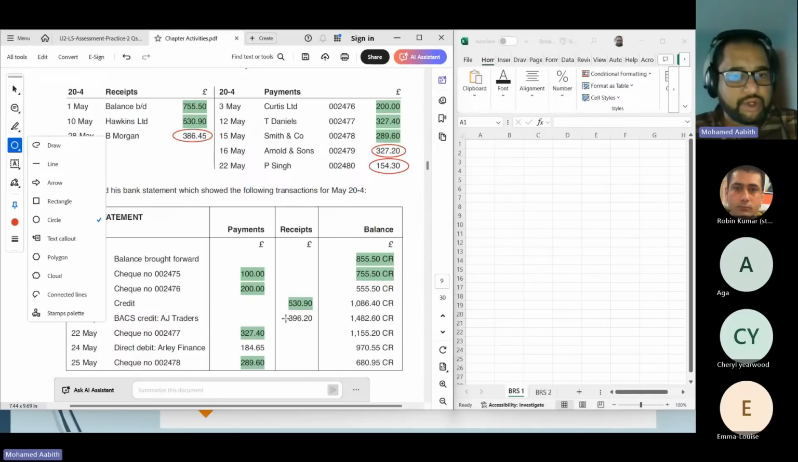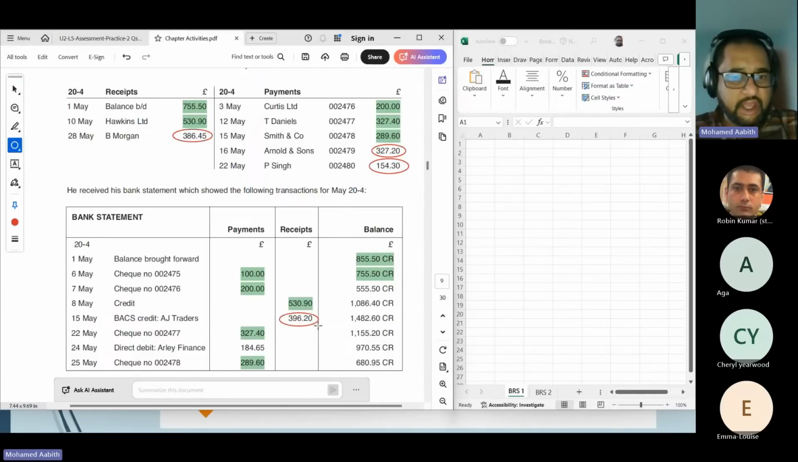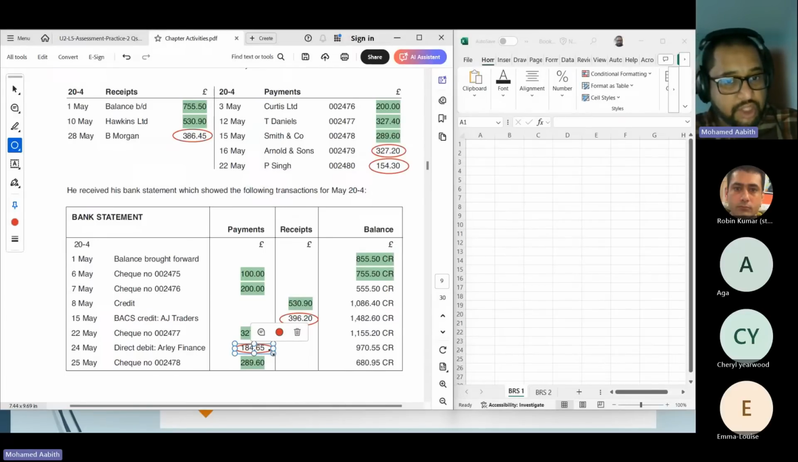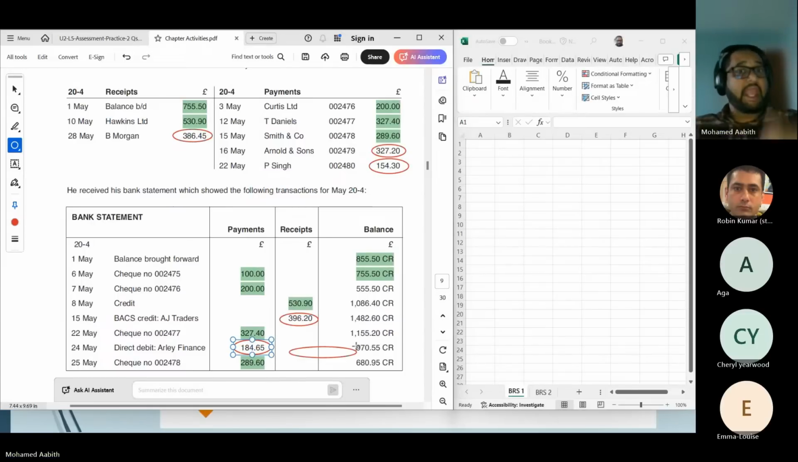And then also I'm going to do these two here. These are the ones we got in the bank statement, but not yet showing in my cash book. So I need to ensure this information gets updated into my cash book.